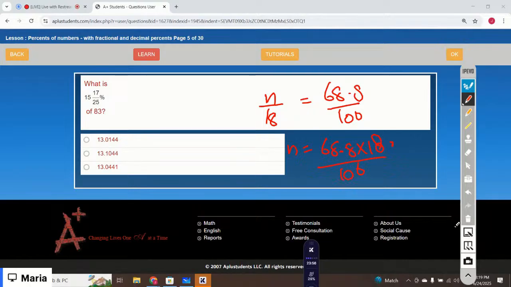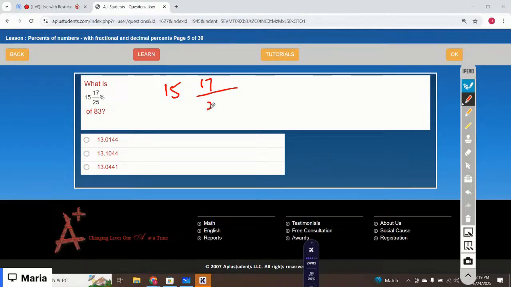Let's convert 15 and 17 over 25 to a decimal. 25 times 4 is 100, so multiply by 4, because we can work with decimals. So 17 times 4 is 68. Yes, that is 15 whole 68 over 100. Now we can express it as 15.68.